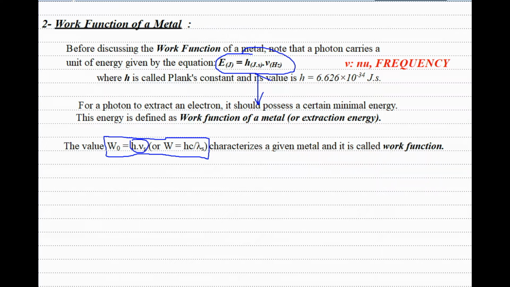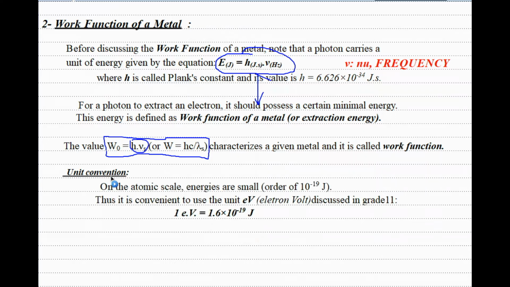Third, when we deal with these values, I told you here the number is very small, 10 minus 34. So we expect numbers to be very low. That's why we have to set a new value for energy. On the atomic scale, energies are small, order of 10 minus 19 joules. Thus, it's convenient to use a unit called electron volt.